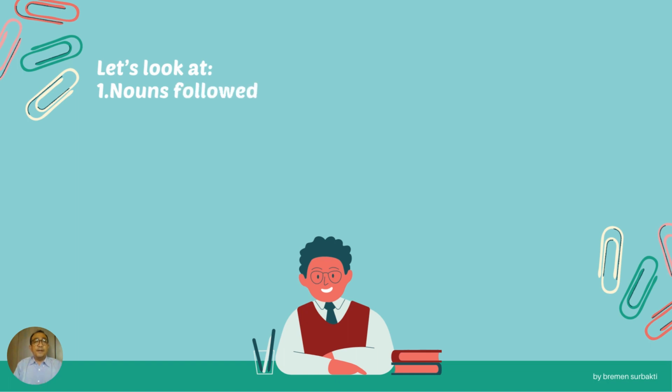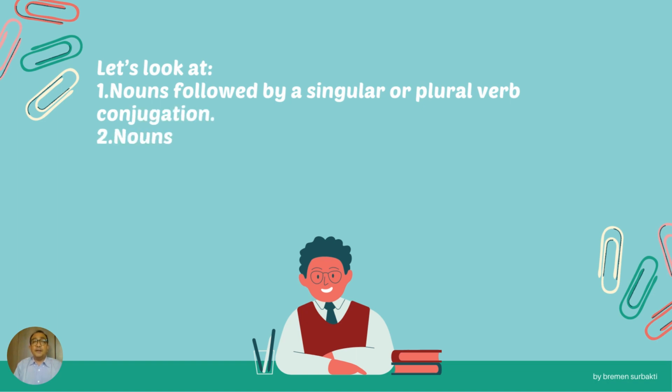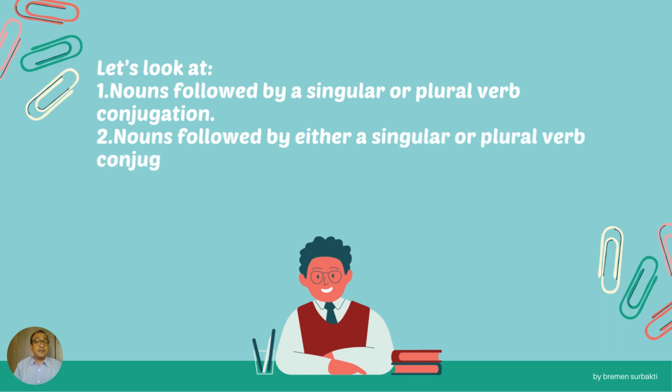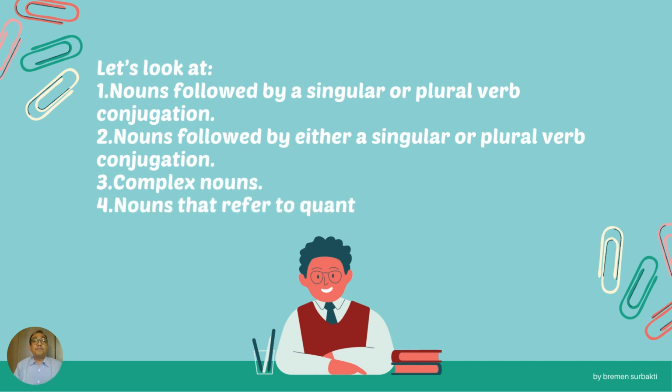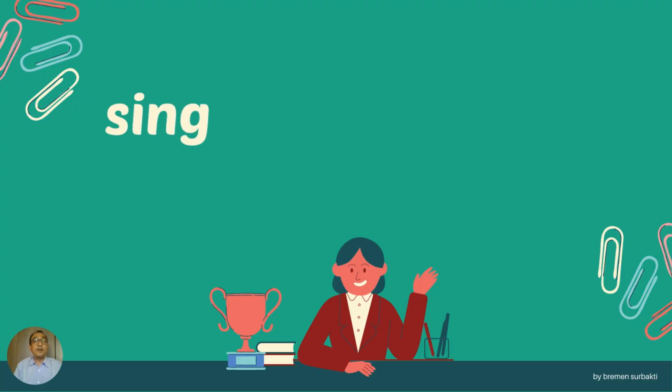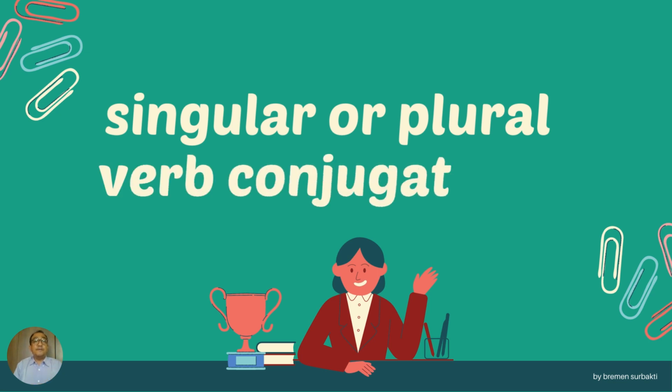Let's look at the first one: nouns followed by singular or plural verb conjugation. The next one is nouns followed by either a singular or plural verb. The next is the complex noun, because in a sentence the subject is sometimes complex, not simple. Number four is about nouns that refer to quantity. How do we know if it is a quantity? Let's discuss one by one. The first is singular or plural verb conjugation. Like we discussed previously, it means changing the infinitive into plural or singular, as the predicate in a sentence depends on what the subject is.